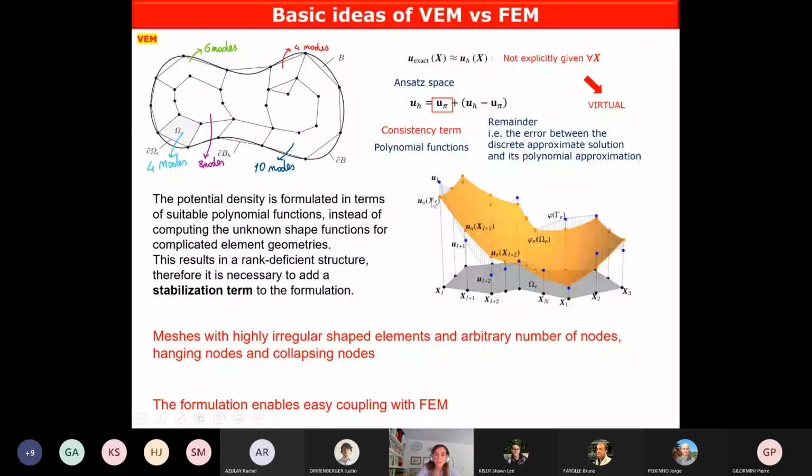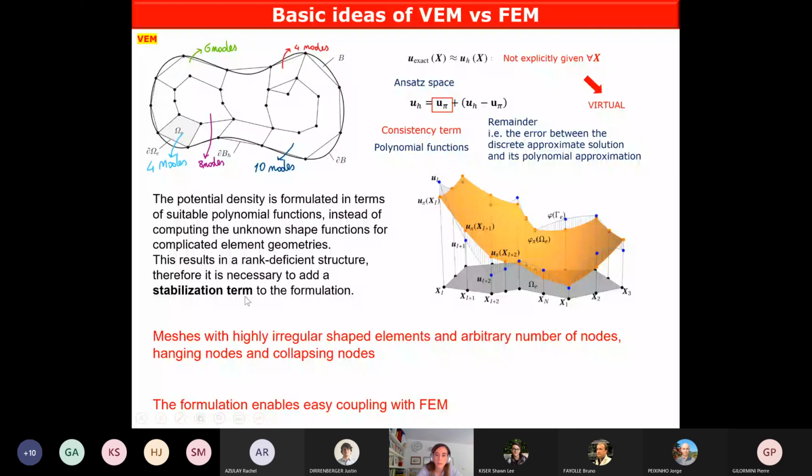The idea is that if we only consider the consistency term, the potential density can be formulated in terms of suitable polynomial functions. And these, anyway, lead to a rank deficient structure, so that it is necessary to somehow account also for the remainder part in order to add a stabilization term to the formulation.